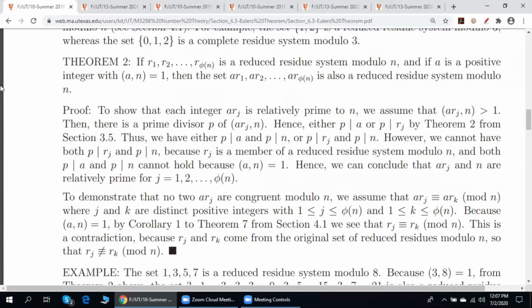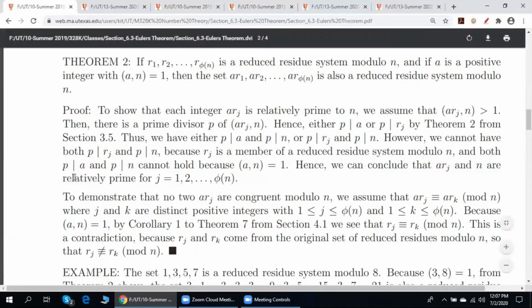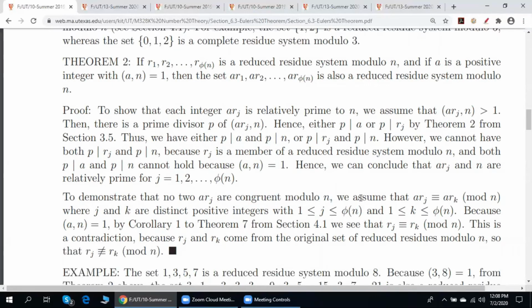Now let us finish our proof. Here's what is left. We have to demonstrate that there are no two a r_j's that are congruent modulo n. Again, let us assume to the contrary that a r_j is congruent to a r_k, where j is not equal to k.